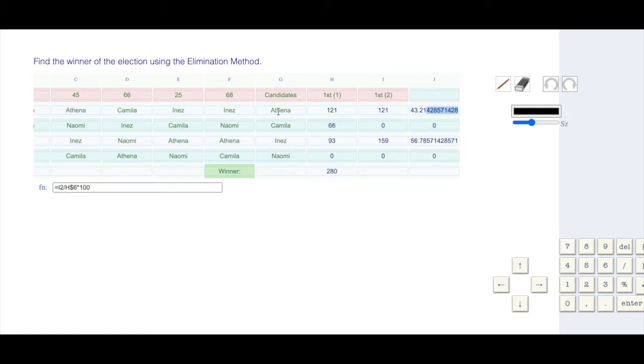In the first case, Athena only had 43%. So she was in the lead, but she didn't have enough to win. You have to have more than 50%. Now Inez has 56%, so she has enough to win. So we can stop there. If neither of them had 50%, we'd have to do it again. In this case, Inez wins. So I'm going to copy her name from here and put it there beside the winner.